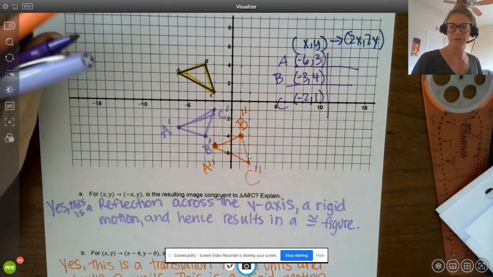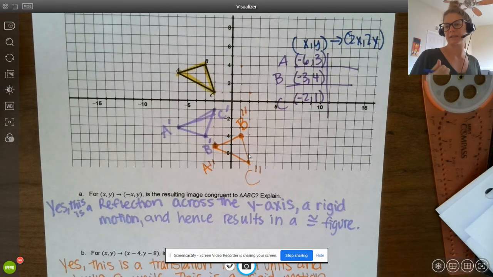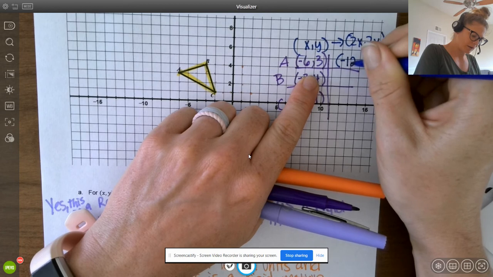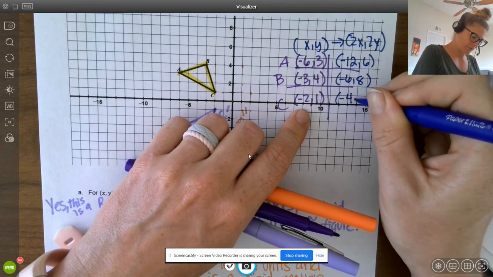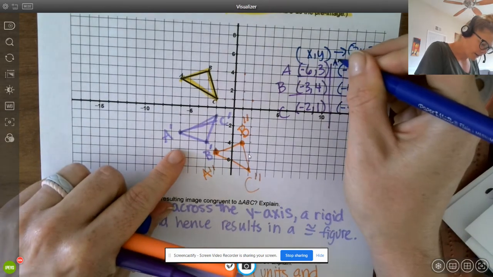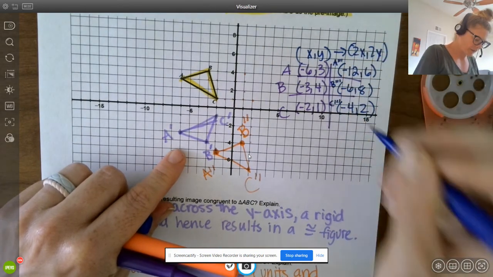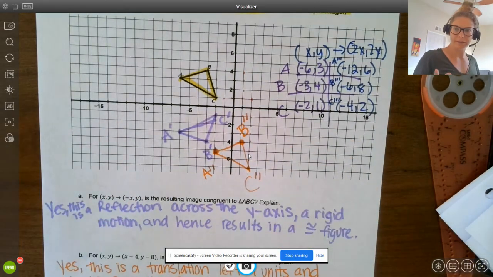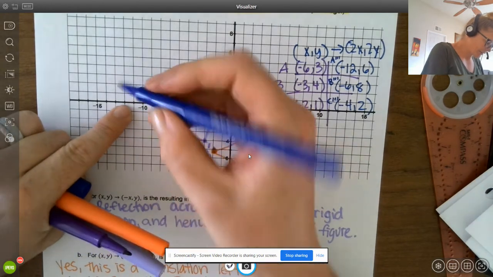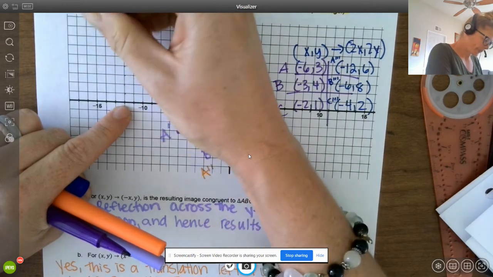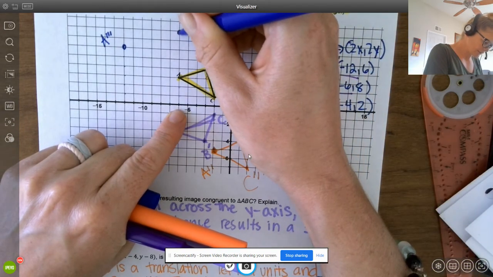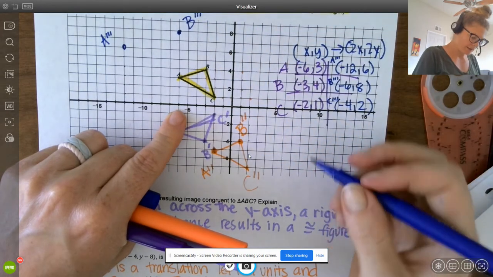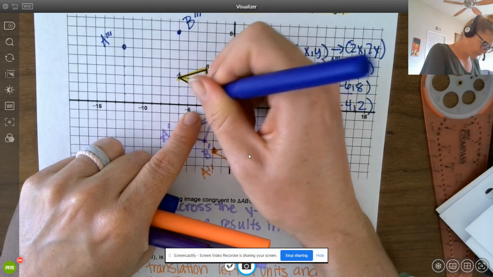We're multiplying our original vertices. This is not something that is showing a translation. It's not showing a reflection. It's not showing a rotation. Let's look and see what this gives us. So -12, 6, -6, 8, and -4, 2 for A triple prime, B triple prime, and C triple prime, respectively. So -12, so that's why this coordinate plane is so big. 10, 11, 12, up 6. A triple prime, -6, 8. B triple prime, and C -4, 2.